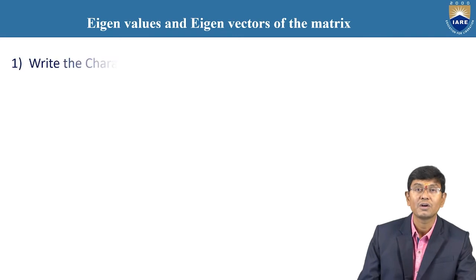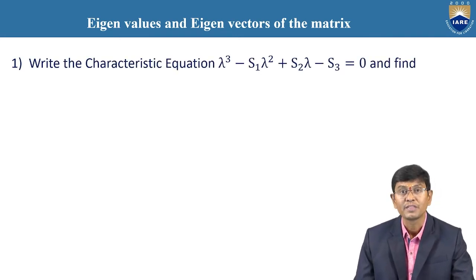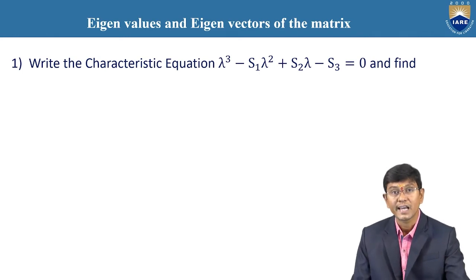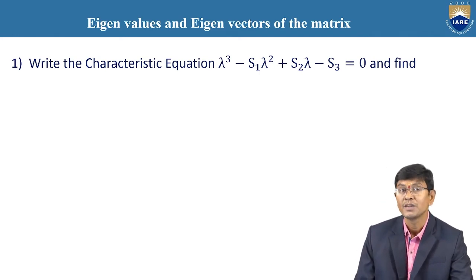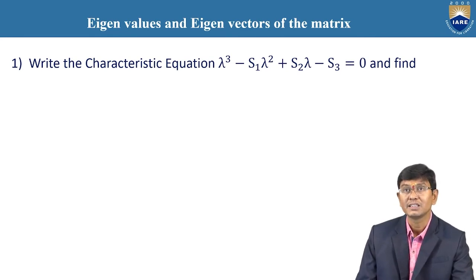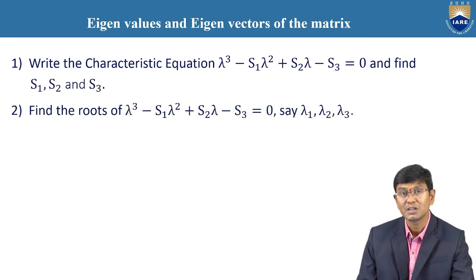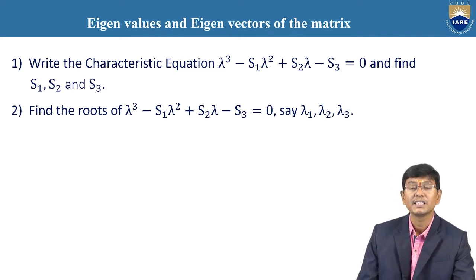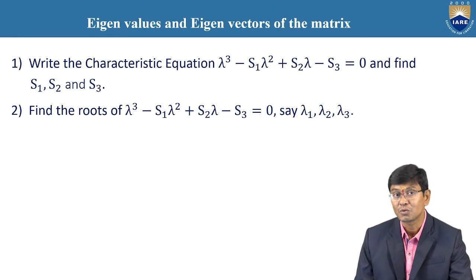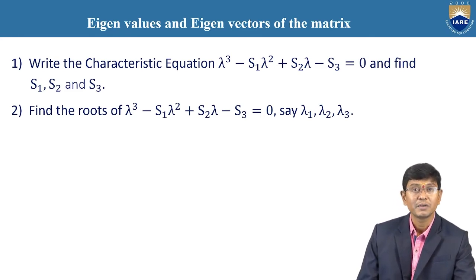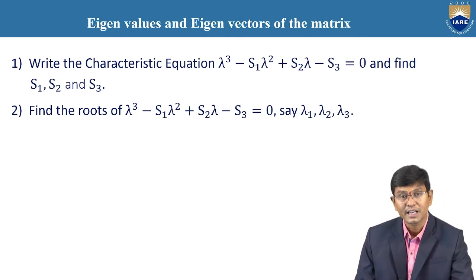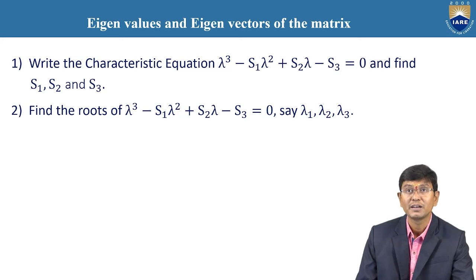Now, further we need to find the eigenvectors of the given matrix. Based upon the eigenvalues only, we find the eigenvectors corresponding to the eigenvalues. Here, first of all, write the characteristic equation, that is lambda cube minus S1 lambda square plus S2 lambda minus S3 is equal to 0. Find S1, S2, S3 by using the values. S1 is the trace of the matrix, S2 is the sum of the cofactors of the diagonal elements, and S3 is the determinant of the matrix. After that, we need to find the eigenvalues, which are called latent roots or proper values, by solving using synthetic division or any factorization method. That is third order, so we get the three eigenvalues.